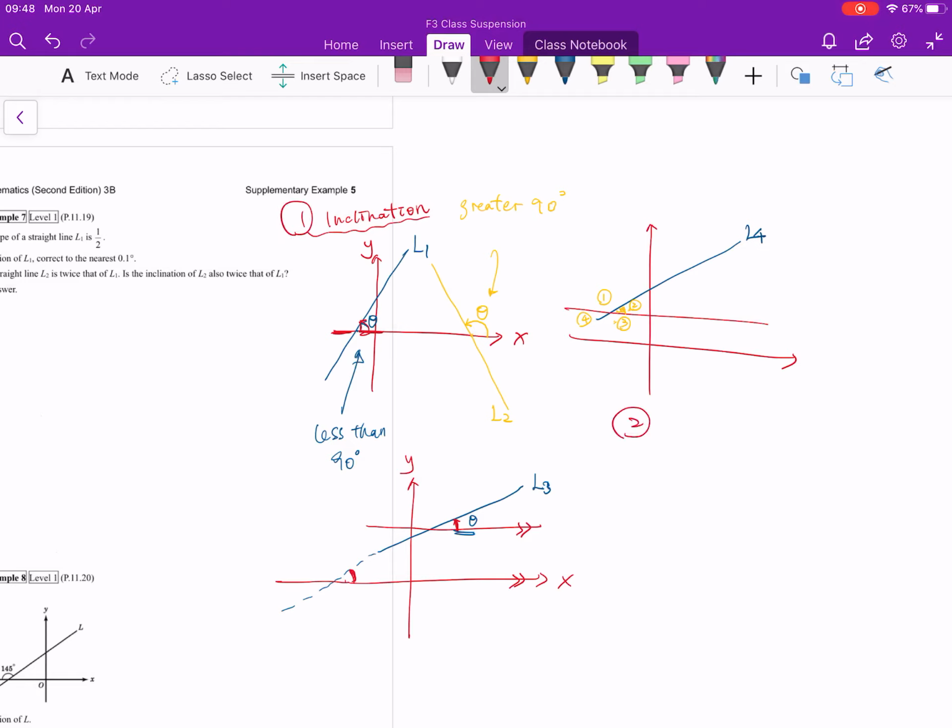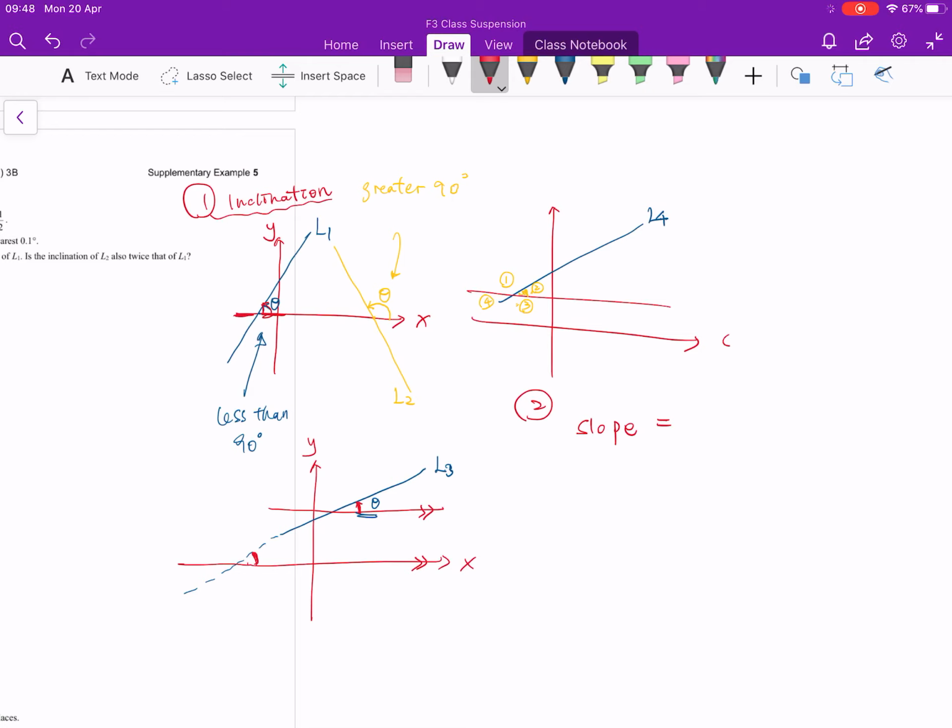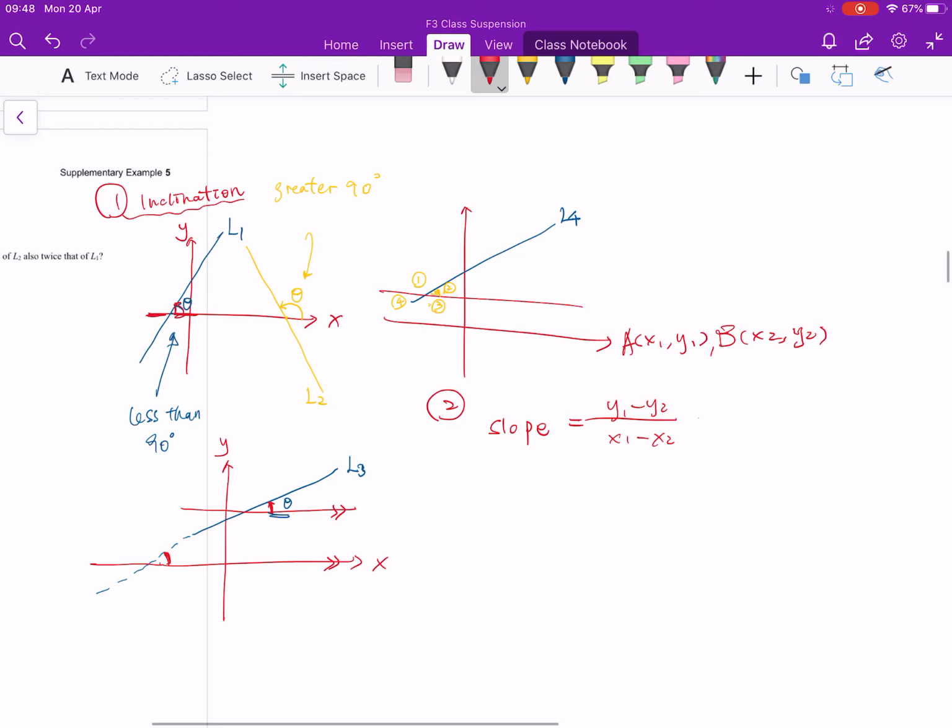And second thing, why do we need to learn inclination? Because inclination actually is related to the slope. Before the holiday, you learned that the slope of a straight line, if we have 2 points (x1, y1) and (x2, y2), then the slope of AB can be calculated by the difference of their y coordinates divided by the difference of their x coordinates in order. Or actually, it can also be defined as tangent theta.